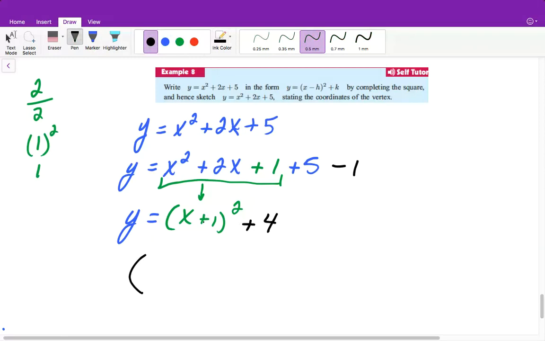So our vertex, now the sign changed, so that meant that our h had to be less than 0, so it's negative 1. Remember, it's always opposite of the sign. And since this is plus 4, it is (negative 1, 4) is our vertex. That is it for this video.